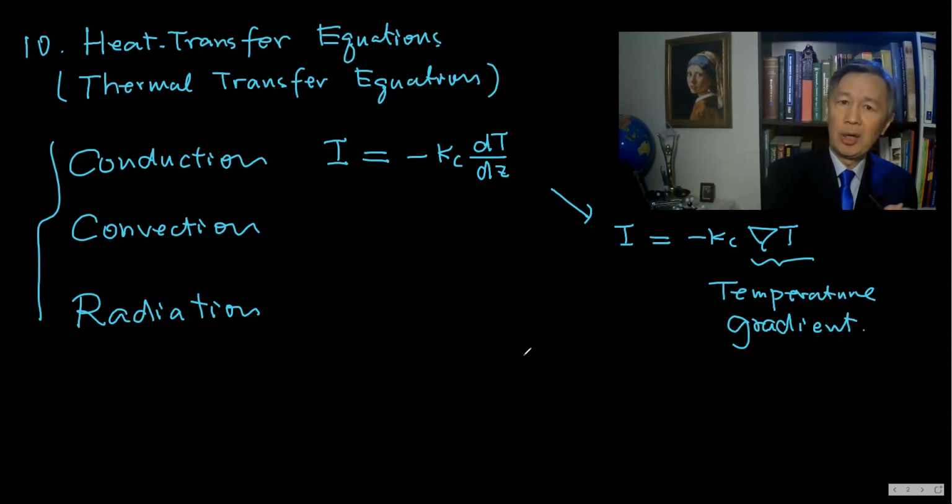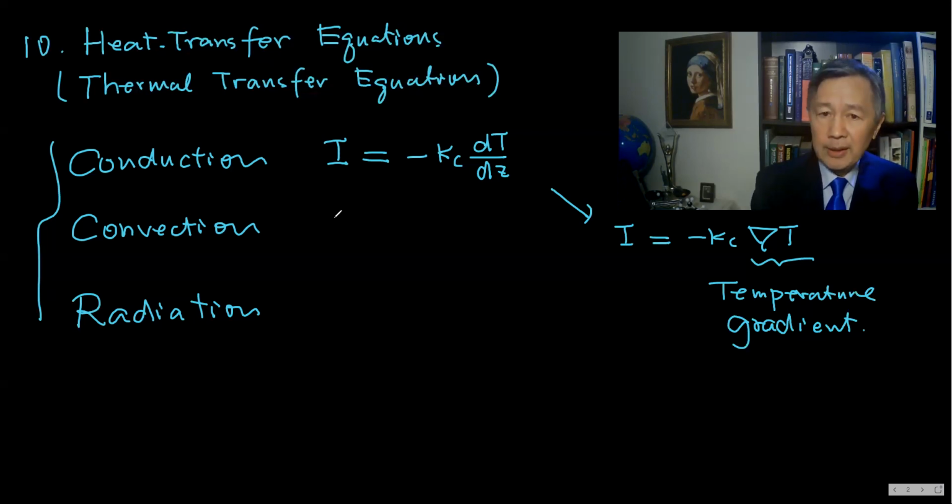So the origin of the thermal transfer is the presence of temperature gradients. If two objects have different temperatures, the heat will spontaneously transfer from the hot one to the cold one. So that is a special case.